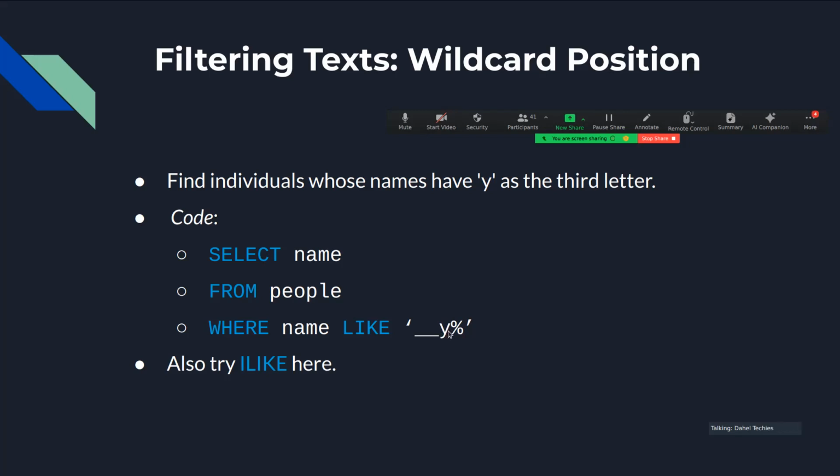Yeah. So in this example, I just want you to understand how you can manipulate the different wildcards to get the particular result you're looking for. In this example now, you're trying to find people whose name has the letter Y as the third letter. Maybe a name like Brian, B-R-Y. Y is the third letter in that name. So I want to find all the names that have Y as the third letter.